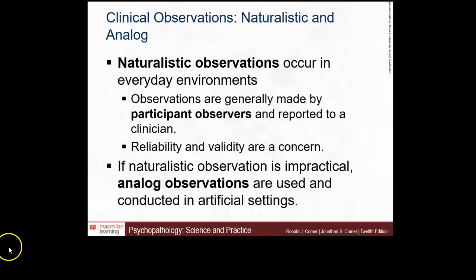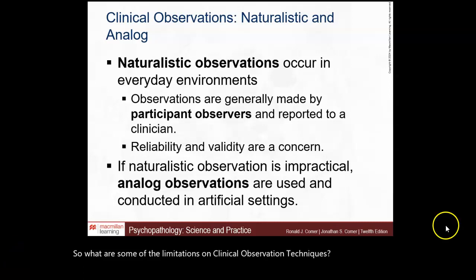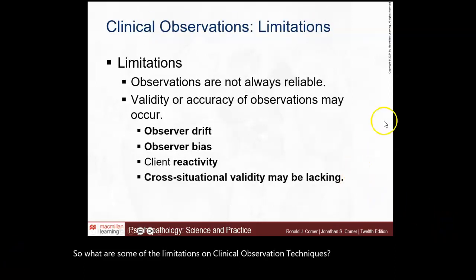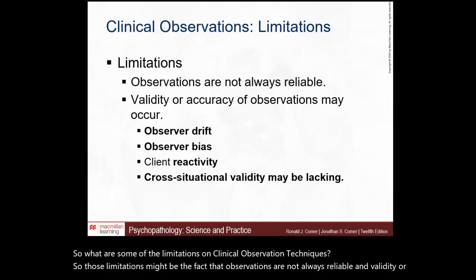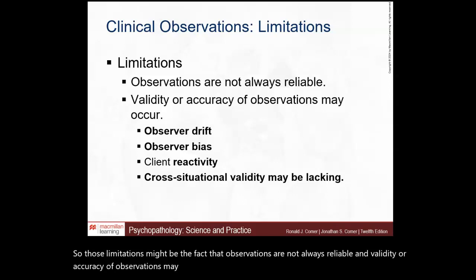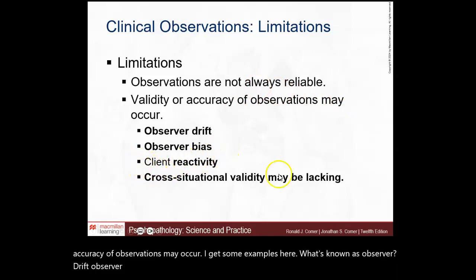So what are some of the limitations on clinical observation techniques? Those limitations might be the fact that observations are not always reliable, and validity or accuracy of observations may be compromised. I give some examples here: what's known as observer drift, observer bias, client reactivity, and cross-situational validity may be lacking.